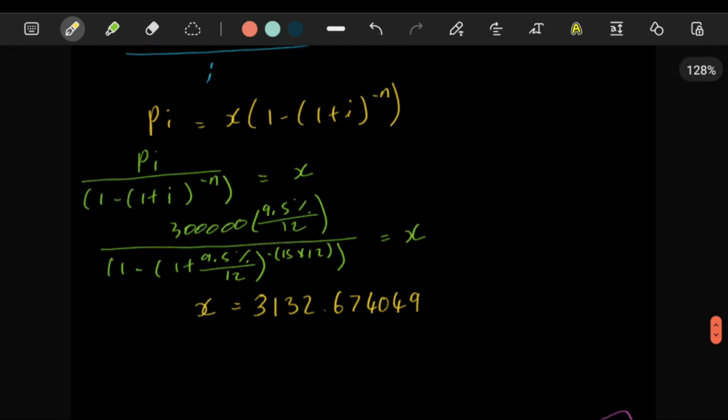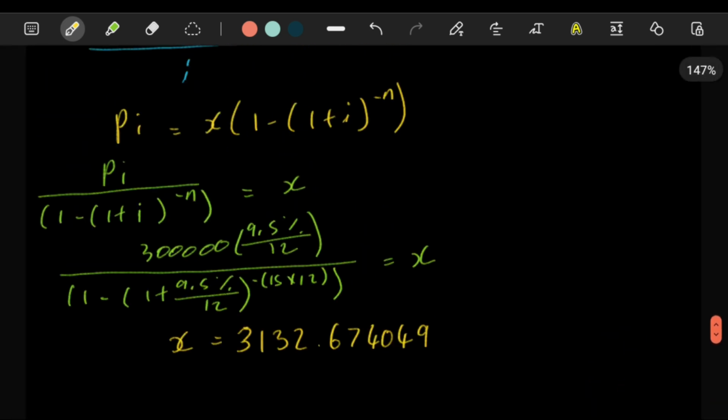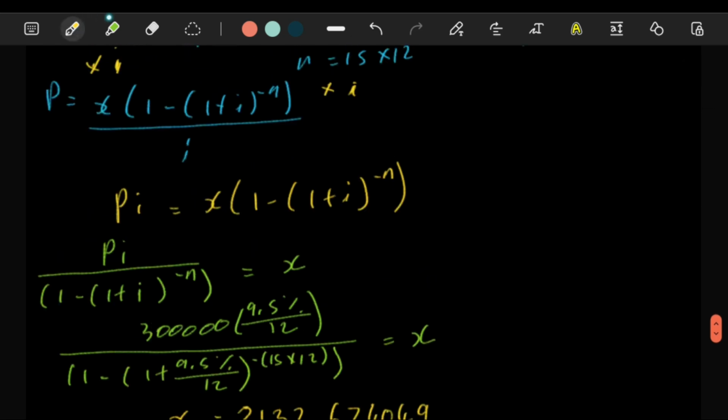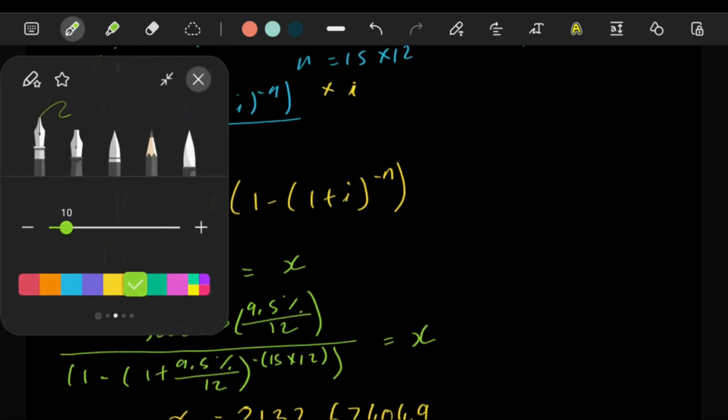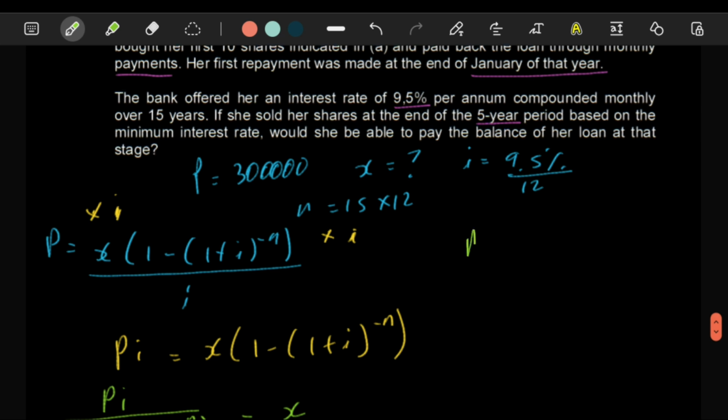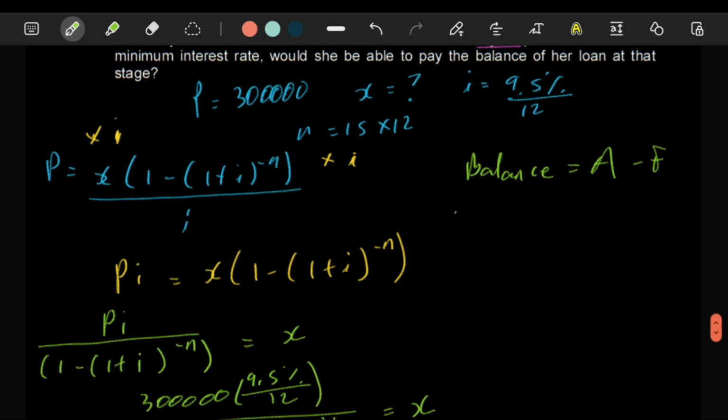Now you want to work out the balance on the loan. The balance on the loan is quite simple. You can just use this formula. The balance is equal to A minus F, of which your value of A is just P times (1 plus i) to the power of n.